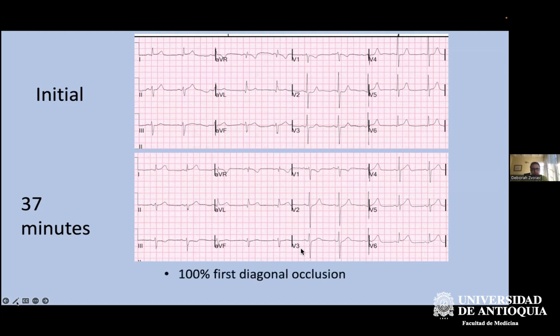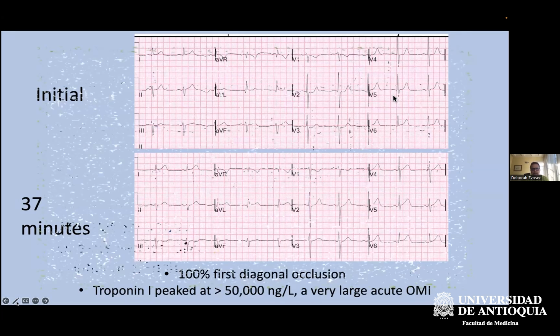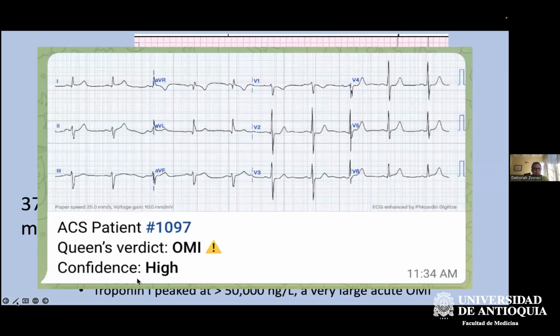So the patient went to the cath lab. There was 100% first diagonal occlusion. The peak troponin was greater than 50,000. This was a huge myocardial infarction, and all it shows up as is a little ST depression here. And if you send that one to the Queen, she gets OMI with high confidence.